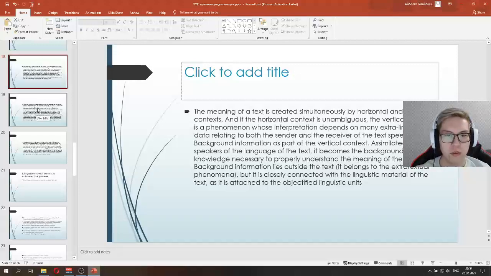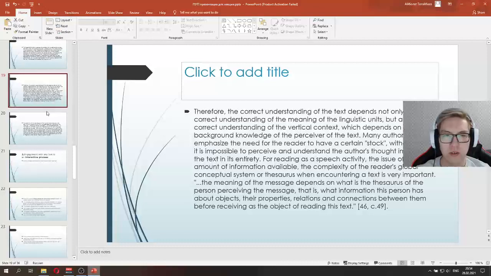Background information as part of the vertical context, assimilated by the speakers of the language of the text, becomes the background knowledge necessary to properly understand the meaning of the text. Background information lies outside the text. It belongs to the extratextual phenomena, but it's closely connected with the linguistic material of the text, as it's attached to the objectified linguistic units.